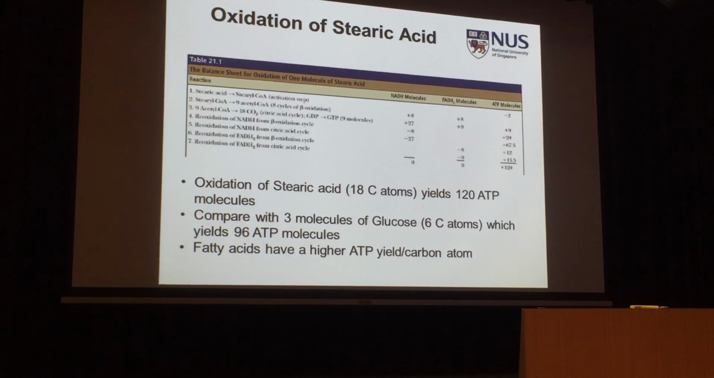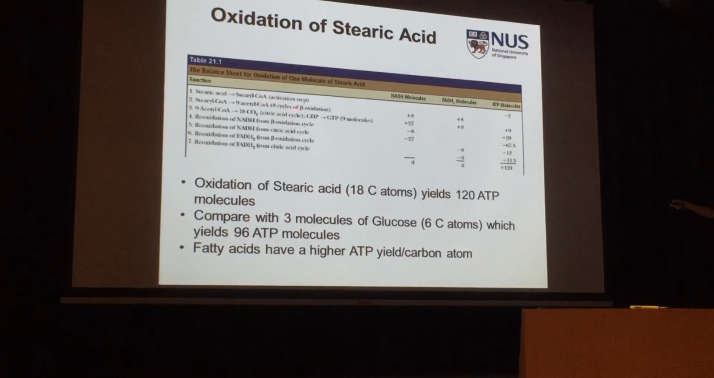Okay? Alright? Did you get this table? Right? So you get this part, right? 9 acetyl, so you get this. Just calculate the number of acetyl.